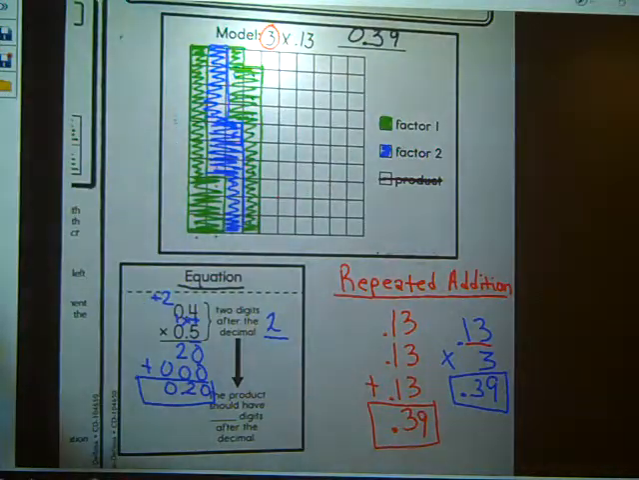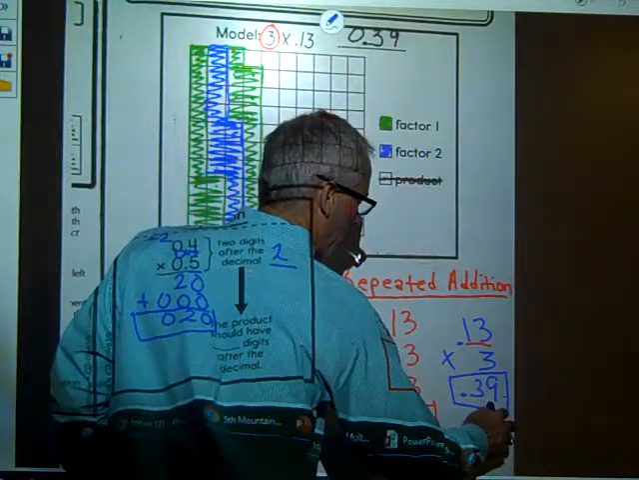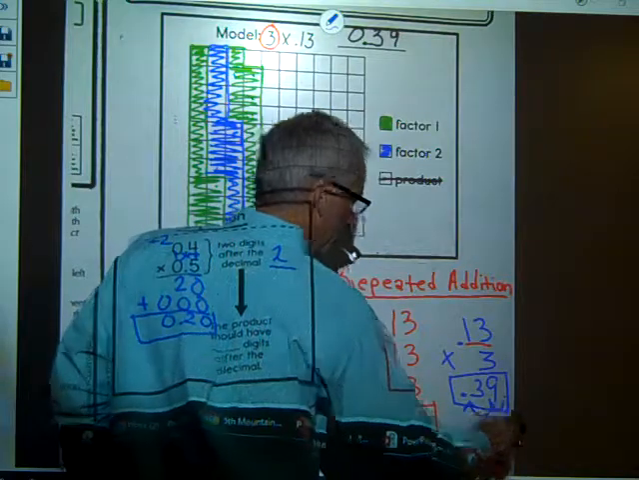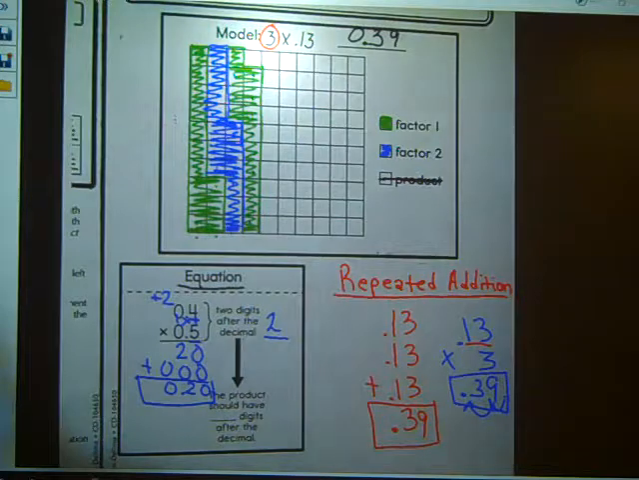So we move it to the left? Yes, exactly. We go to the left. We start here, and we move 2 places. 1, 2. That's exactly what we do, just like we did our homework last night. Alright, good job.